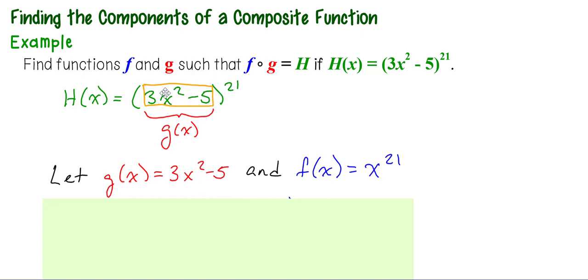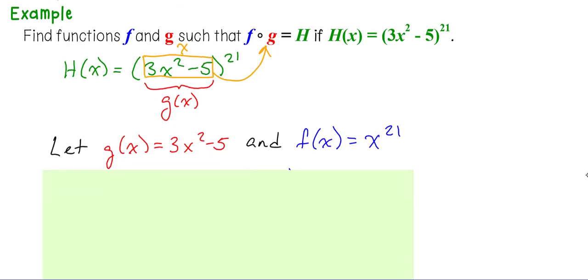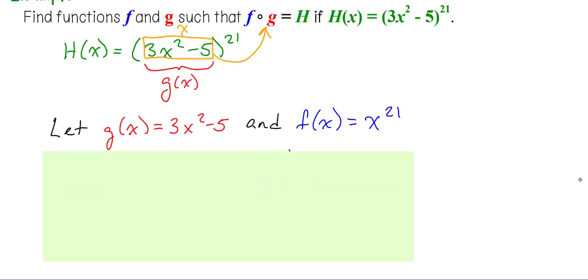And that's in the middle of the function, so we want that to be the second part of our composition, f composed with g. So that means we want g to be inside of f. So by taking that out and replacing that 3x squared minus 5 with an x, I end up with the functions g of x equals 3x squared minus 5 and f of x equals x to the 21st power.